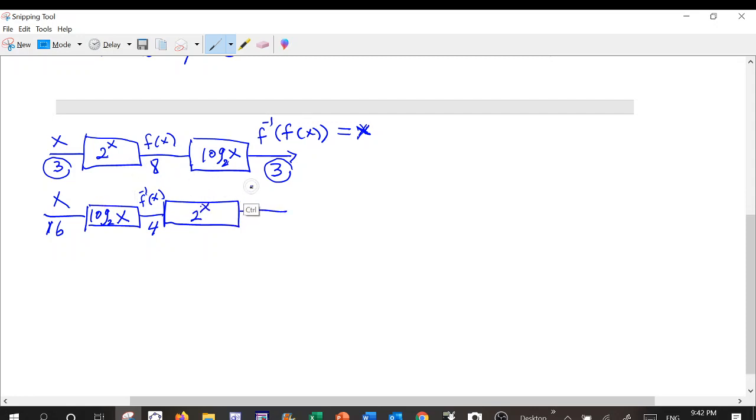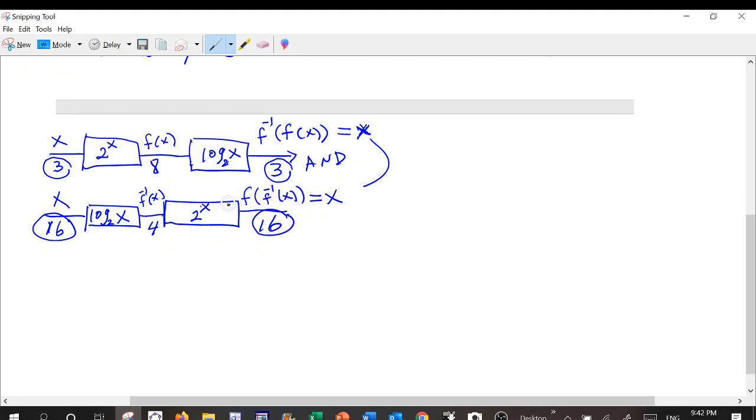So the output here would be f of f inverse, and numerically 4 goes in here, 2 to the 4 is 16, of course. You get the same number back, right? Start with 16, you get 16. So that means this has to be x too. So there's an "and" here. So both of these have to be true if two functions are inverses.